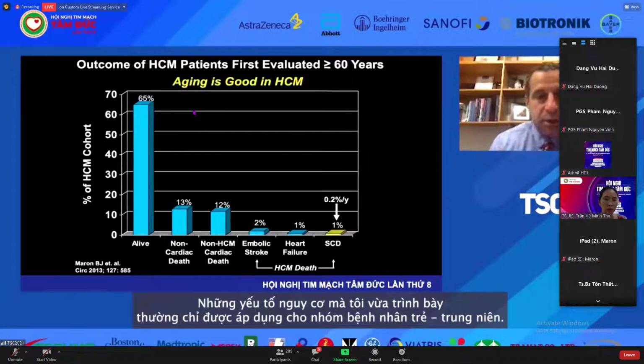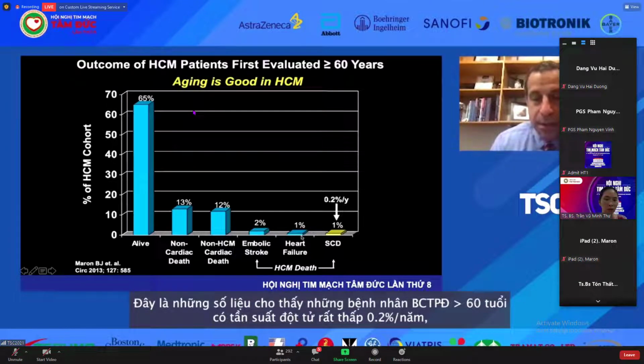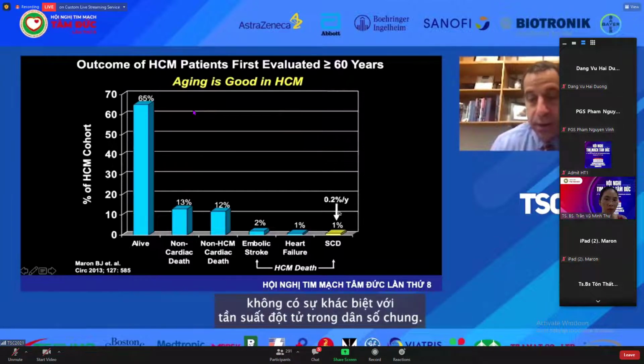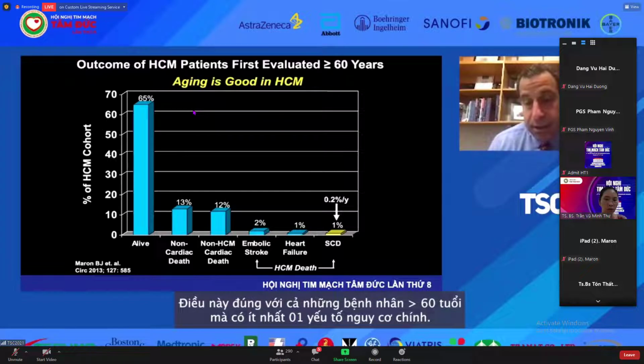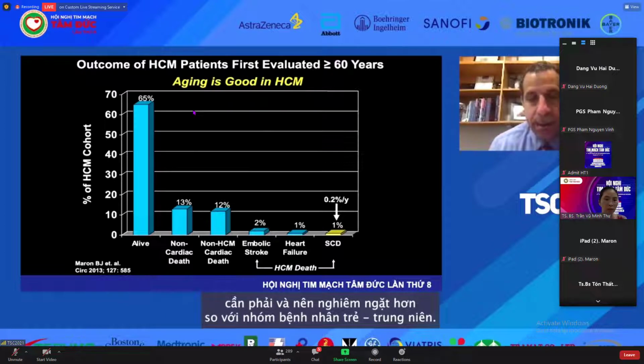Now, those risk markers I just showed you are most applicable to young and middle-aged HCM patients, because as HCM patients age, risk for sudden death decreases significantly. Here's some data showing that when HCM patients achieve age 60 years or beyond, sudden death event rates are very low, 0.2% per year, probably no different than the sudden death event rate in the general population. And that includes patients older than 60 who have one or more of the major risk markers. And so for that reason, the bar for considering primary prevention ICD therapy in an older HCM patient has to be, and should be, much higher than in younger or middle-aged HCM patients.